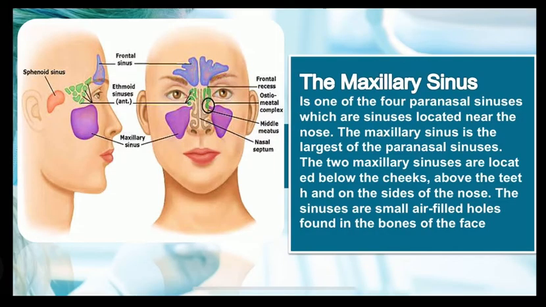First, what is the maxillary sinus? It is one of the four paranasal sinuses, which are the sinuses located near the nose. Here in the picture, we have the frontal sinus, sphenoid sinus, ethmoid sinus, and the maxillary sinus. The maxillary sinus is the largest of the paranasal sinuses. The two maxillary sinuses are located below the cheeks, above the teeth, and on both sides of the nose. The sinuses are small air-filled holes found in the bones of the face.